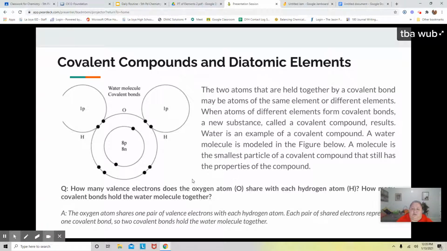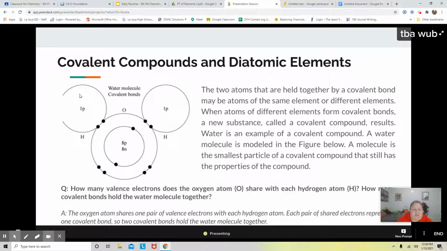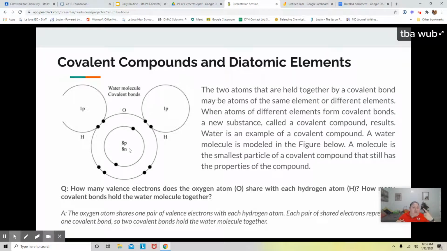Water. A water molecule is modeled in the figure on the left. A molecule is the smallest particle of a covalent compound that still has the properties of the compound. So here you have water. It kind of looks like a little Mickey Mouse head, right? Where your ears are hydrogens and oxygen is the face. Originally, hydrogen only had one electron. Originally, oxygen only had 6 valence electrons, right? We know that because oxygen comes from group 16. 16 means you have only 6 valence electrons.